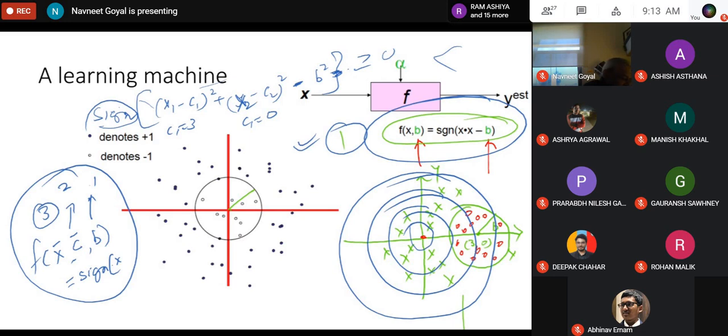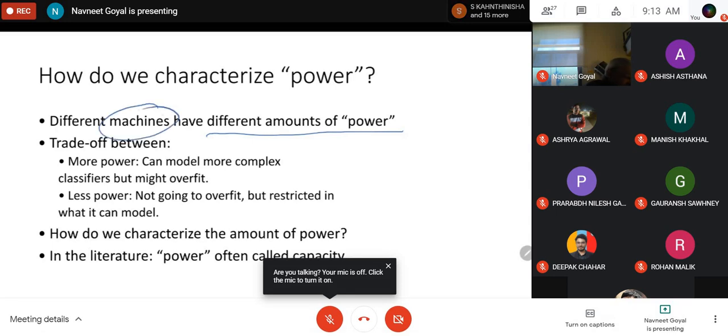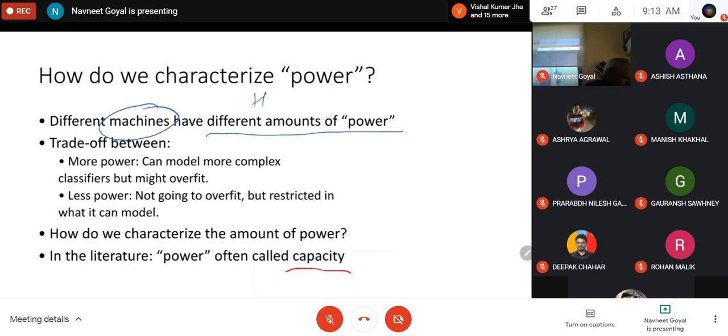Now let me take you to the next slide. So how do we characterize power? Different machines have different amounts of power, as we have just seen. When I say machines, these are learning machines, and you can even call them a hypothesis class. There is a trade-off: more power can model more complex classifiers, but might overfit. This is what we have seen.